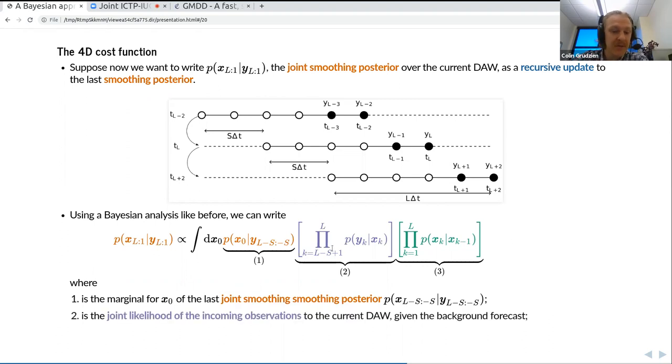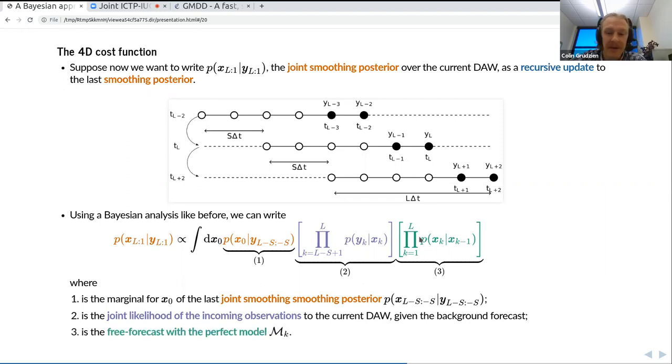And respectively, we have the joint likelihood of the incoming observations in the current data assimilation window. That is these S total observations that are newly entering our data assimilation window, given some background forecast, and again, under the assumption of the independence of the observation errors, this joint likelihood just becomes the product of these individual likelihoods for a given observation, given that same time's model state.